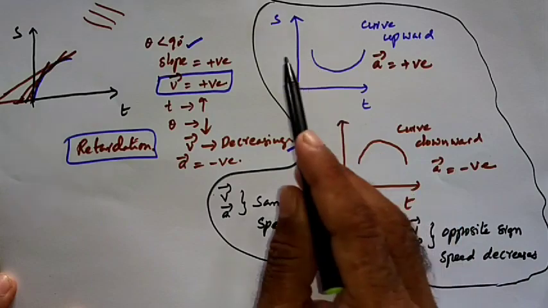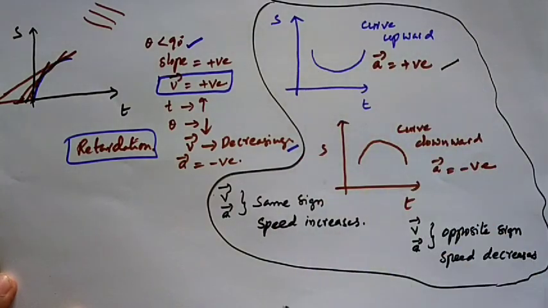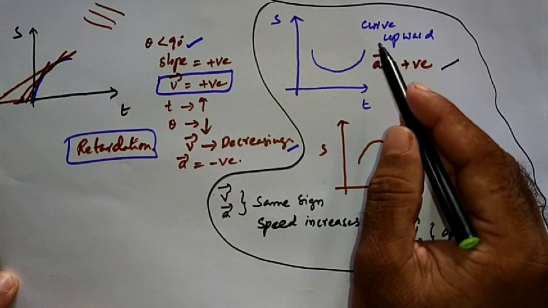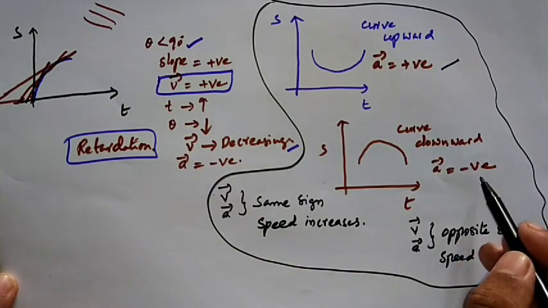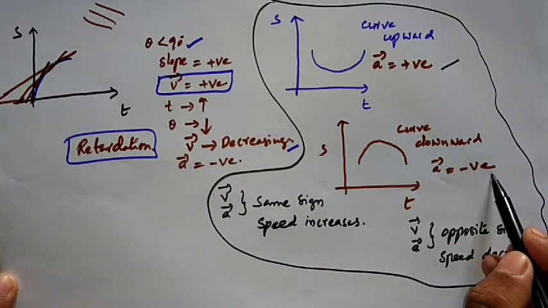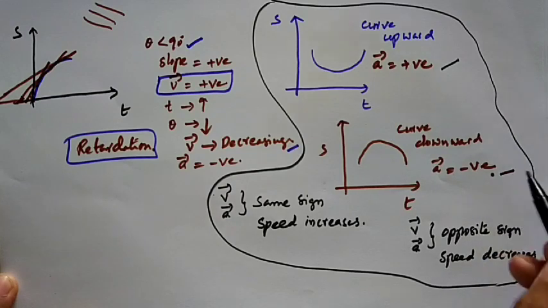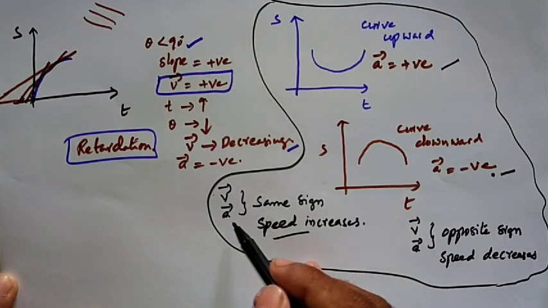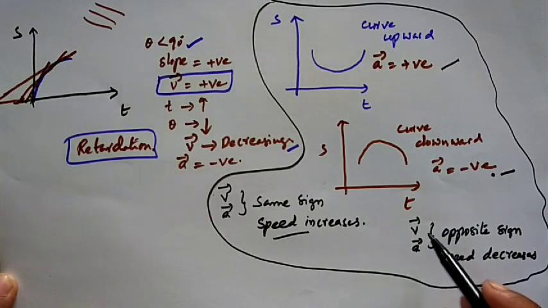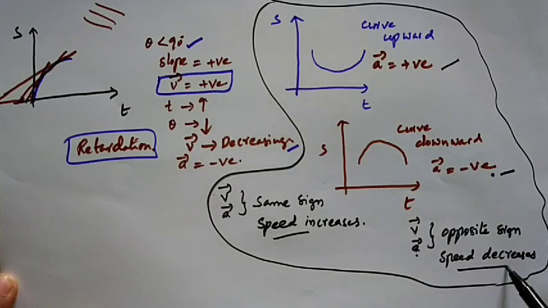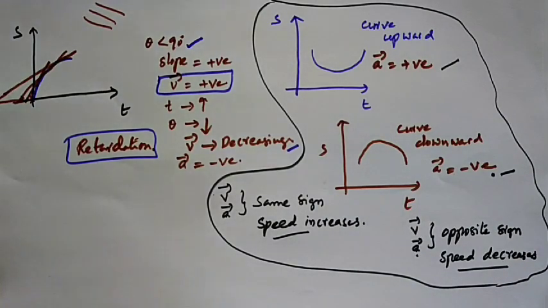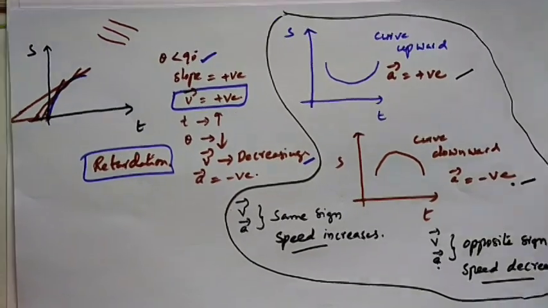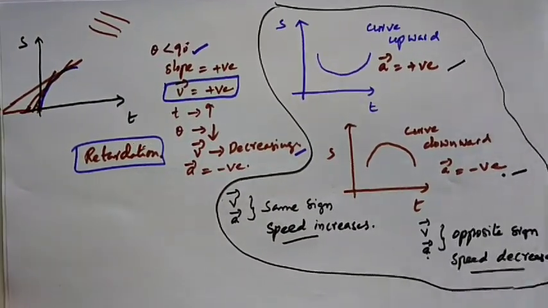Clear? If the ST graph is an upward curve, acceleration is positive. If the ST graph is a downward curve, acceleration is negative. You can remember, very easily. Next, V and A have the same sign, speed increases. Velocity and acceleration, opposite sign, speed decreases. Just remember this, you can solve a lot by using this. Let us see one example.